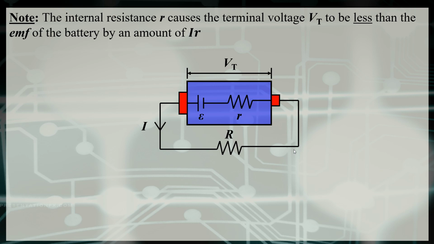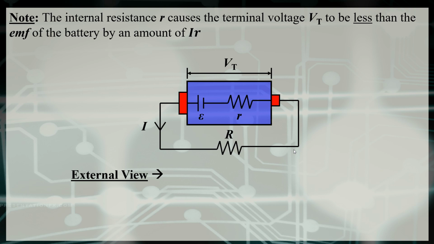Specifically, it's going to be less than the EMF by an amount that is capital I, which is the current through the circuit, multiplied by the internal resistance of the battery. And we'll do a very quick derivation to show that this is the case.